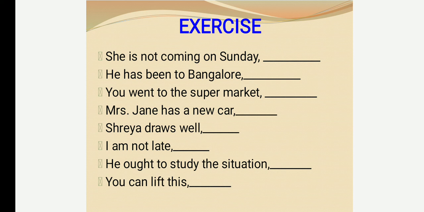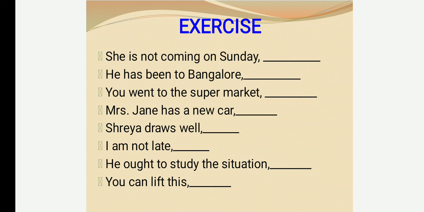You went to the supermarket. Went is a past verb, so we have to write the helping verb did. The sentence is in positive form, so we have to write not. Didn't you. Mrs. Jane has a new car. Positive form, so we have to use hasn't she.